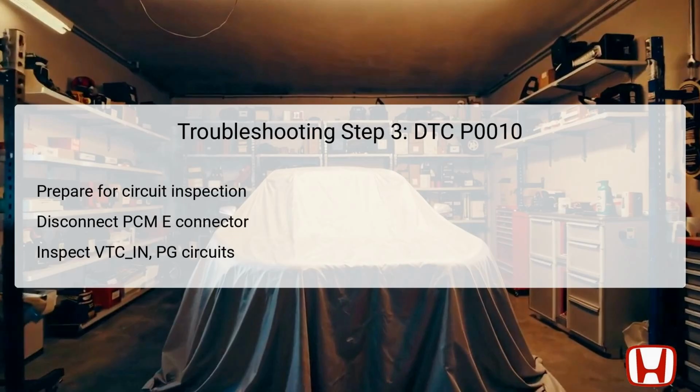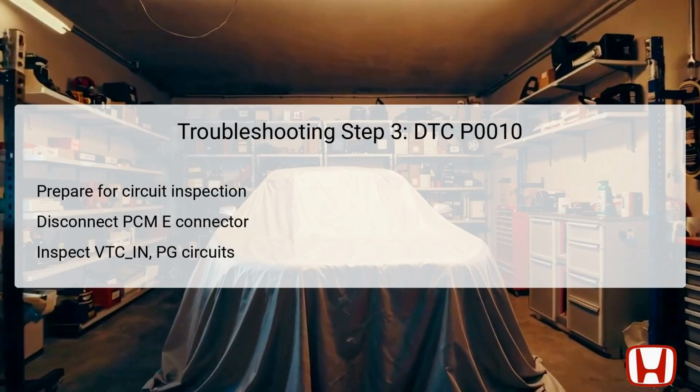In this third troubleshooting step, preparation for inspecting the wiring circuits is critical. Initially, it's important to ensure that the VTC oil control solenoid valve A connector remains disconnected. Following this, the technician must also disconnect the PCM, Powertrain Control Module Connector E, which typically consists of 80 pins. This disconnection allows for safe checking of the circuits without interference from the PCM itself.